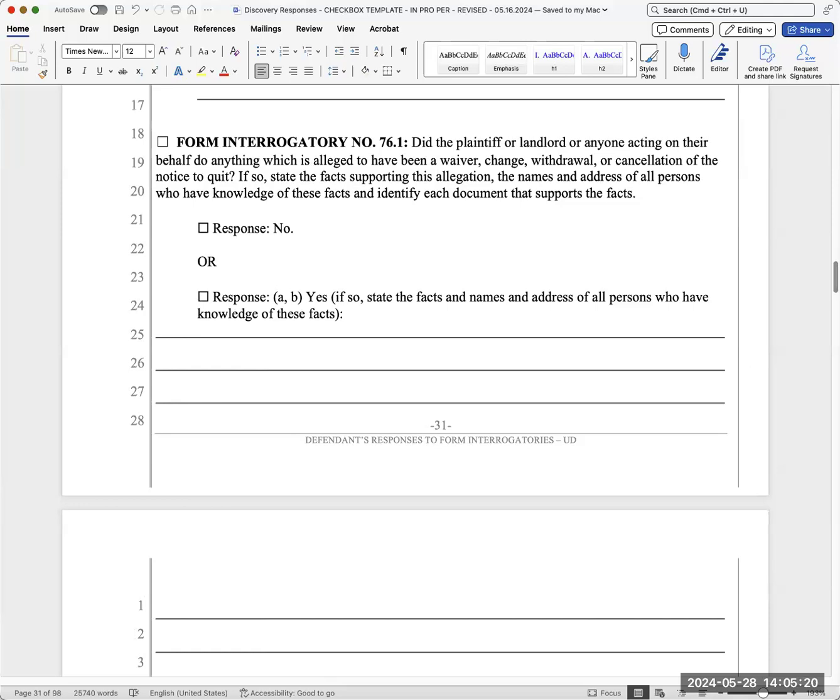And so a waiver or change, withdrawal, cancellation of the notice to quit is when the landlord has given you multiple notices. Sometimes they make mistakes. Sometimes there's not mistakes, but they gave you a notice and they didn't act on it, right? If they don't act on it, then that changes your understanding of the agreement between you and the landlord. And there's, what is it, consequences or ramifications. It can change the agreement going forward based on a new understanding.